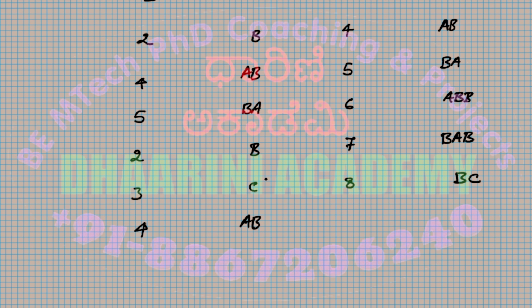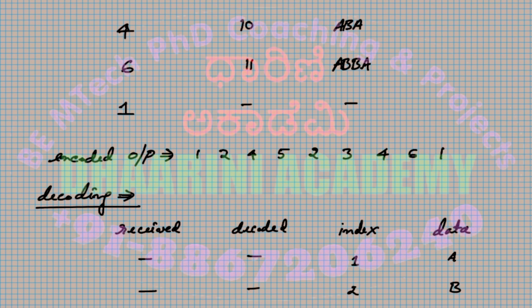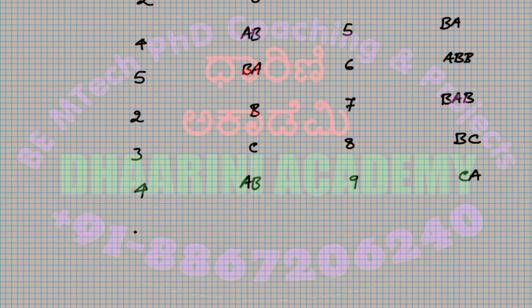Complete previous and the current. So this AB is over. This is 9, so CA. Then we have 6. The next data to receive is 6. Go back to 6 to check what it is. It's AB. So the 10th one, ABA.